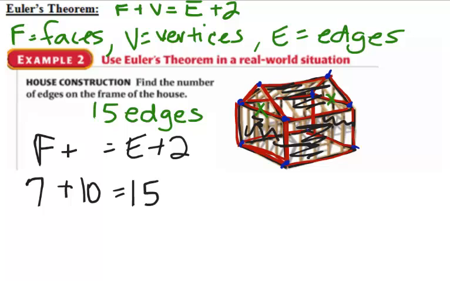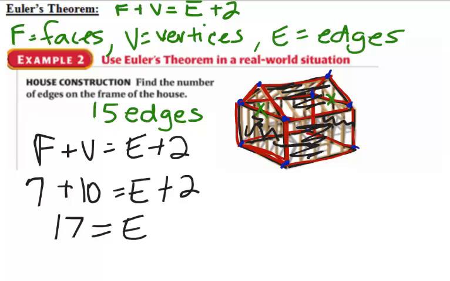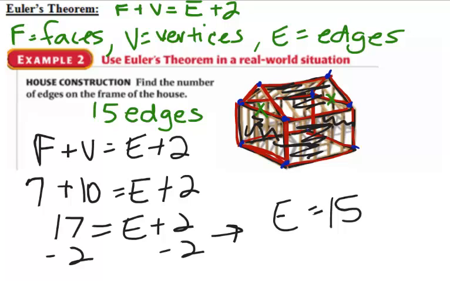Well, actually, let's solve for that. That's what we're checking on. Can we solve for that? Edges plus 2. Edges is what we were looking for. So let's solve. 7 plus 10 is going to give me 17, equals the number of edges plus 2. But now if I subtract that 2 from both sides, then I'm going to get the edges equals 15. Okay?